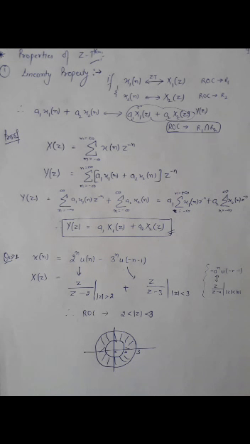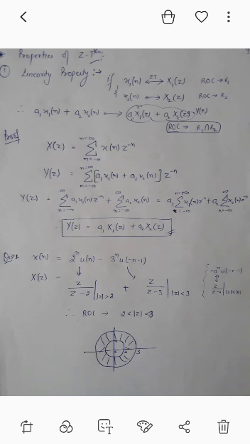Today's topic for the lecture is properties of Z transform. Let's start with the first property. First one is the linearity property. Just similar to the Fourier transform and the Laplace transform, we have a linearity property which holds the principle of superposition and homogeneity.